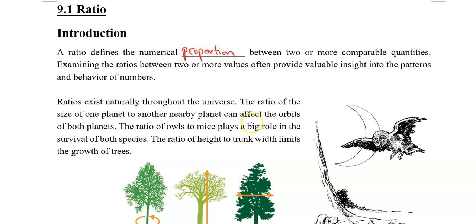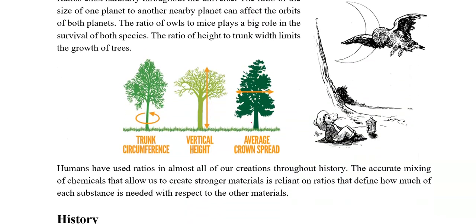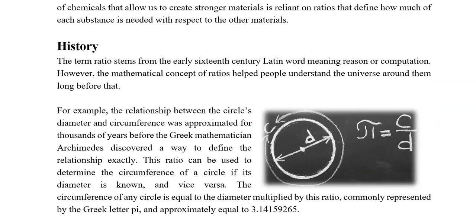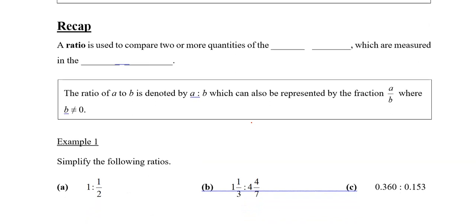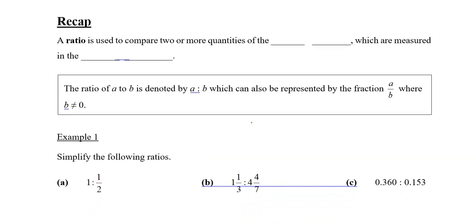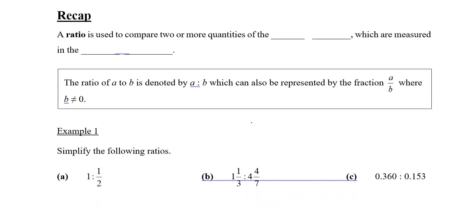You can read the examples of a ratio that is applicable to the real world in this introduction page. Concept-wise, let's do a recap. On page 3, a ratio is used to compare two or more quantities of the same kind, which are measured in the same units.